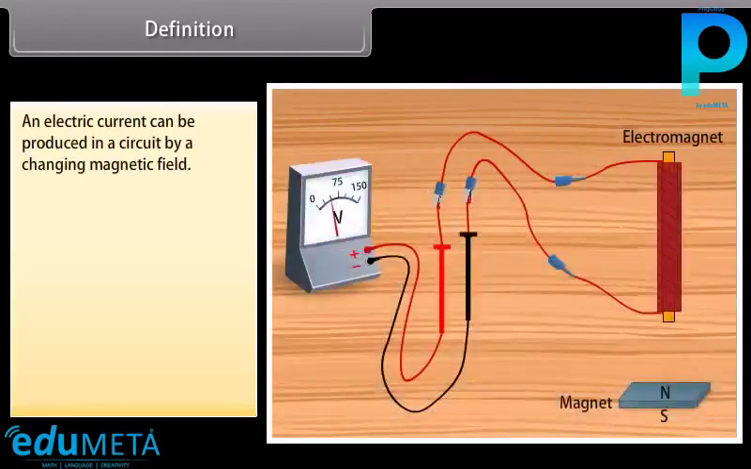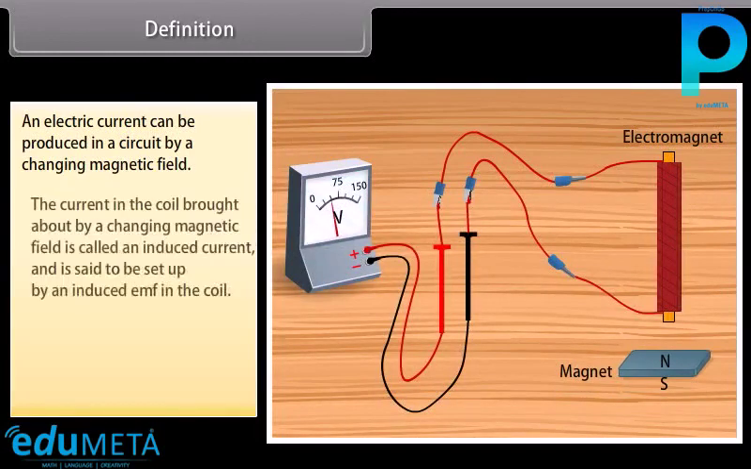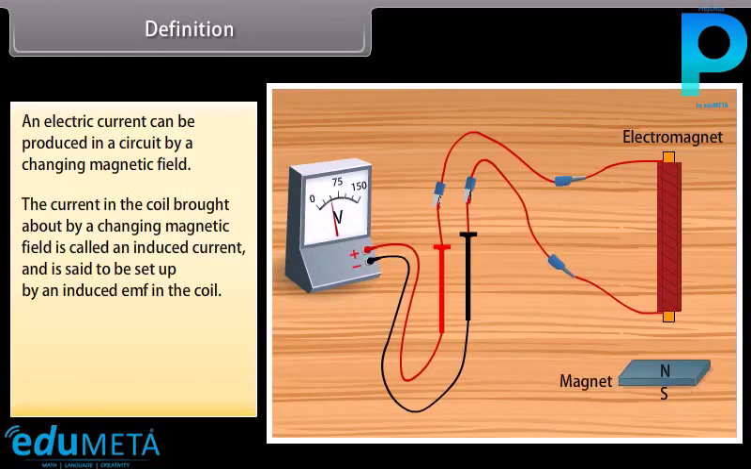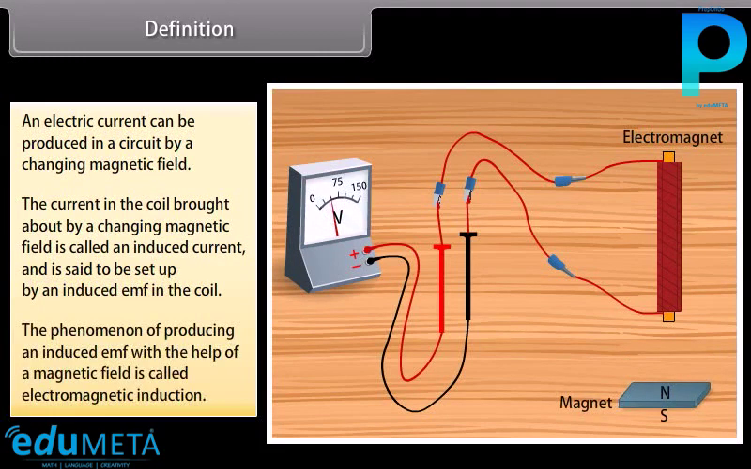An electric current can be produced in a circuit by a changing magnetic field. The current in the coil brought about by a changing magnetic field is called an induced current and is said to be set up by an induced EMF in the coil. The phenomenon of producing an induced EMF with the help of a magnetic field is called electromagnetic induction.